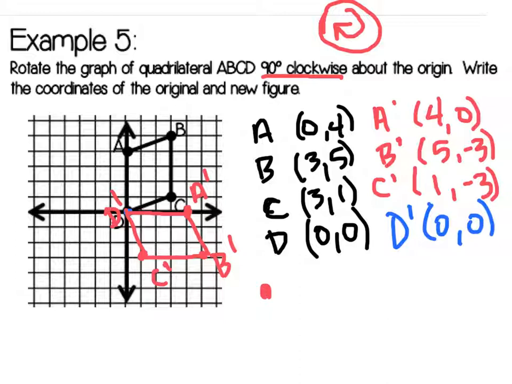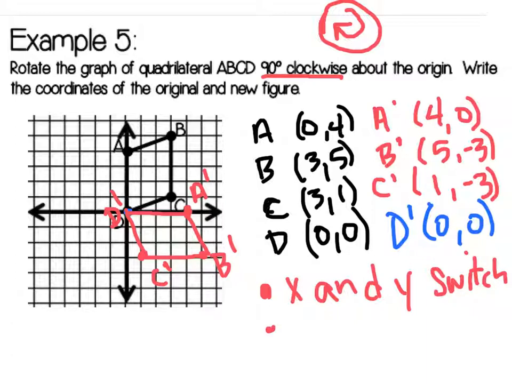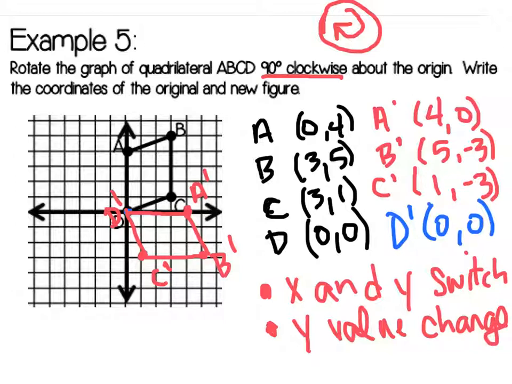The two things that happen are the X and Y switch places. Write this down, please. The X and Y switch places, and then after the x and y have switched places, the y value changes sign. It's kind of like those reflections. When we reflected, we had our x or y values changing signs. So this time the x and y switch places and the y value changes signs.